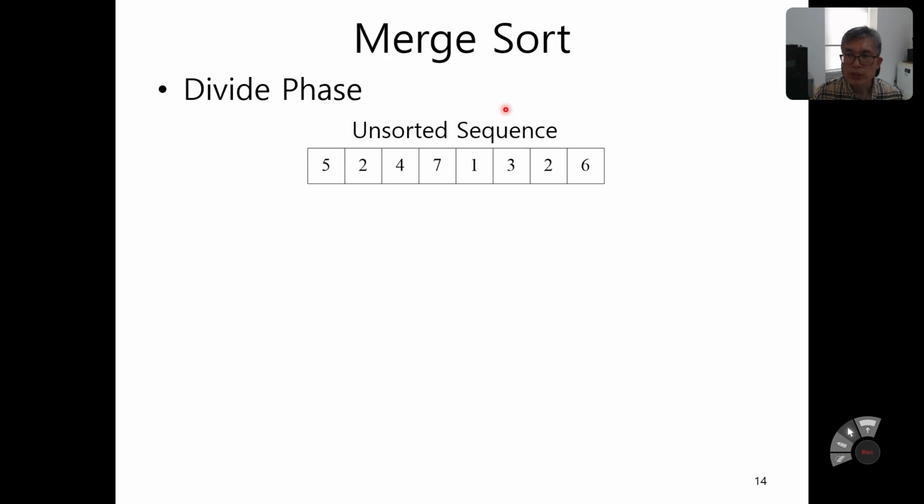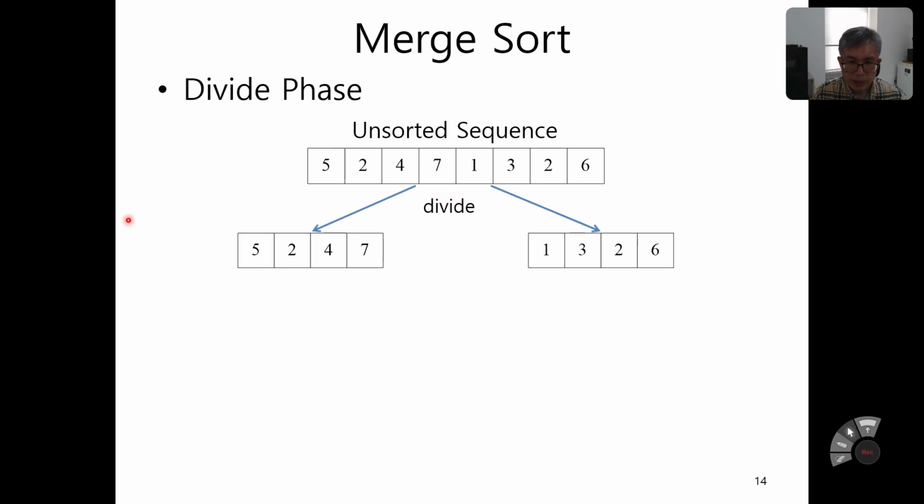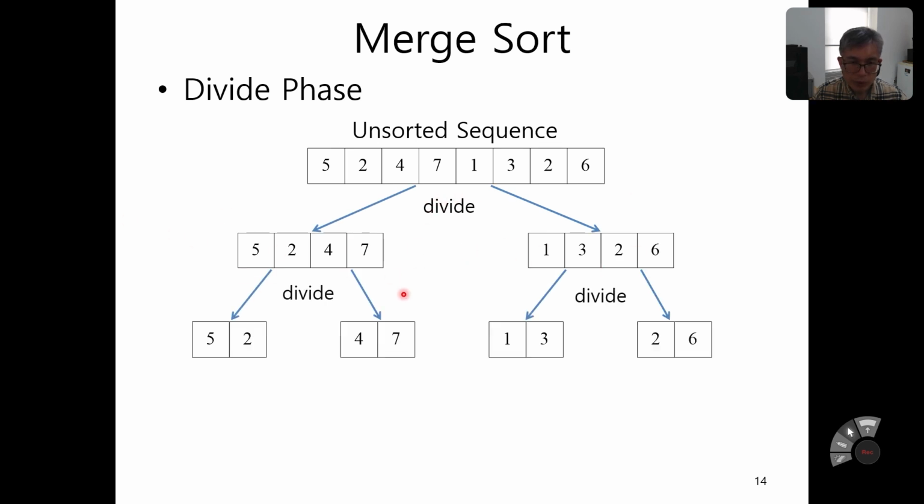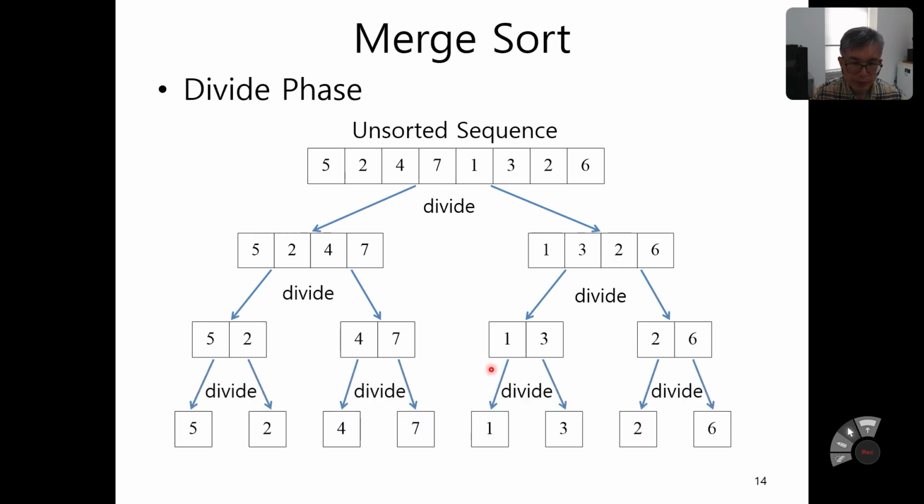So let's take a look at the famous divide and conquer approach, merge sort. We have this unsorted sequence. We divide it into one half and the other half, and then divide each half again into two halves, until each one has one element. So this is the divide phase.